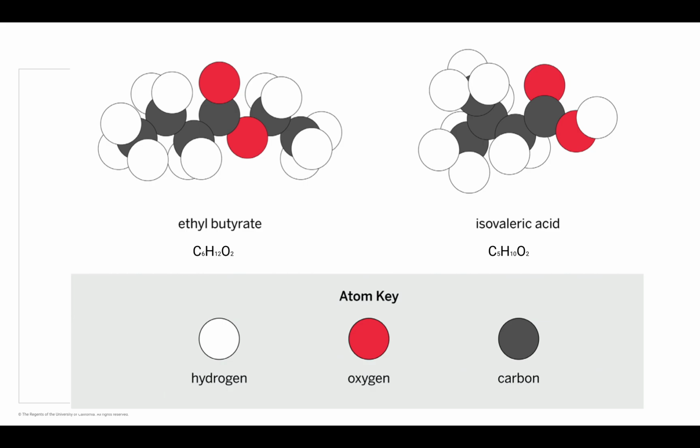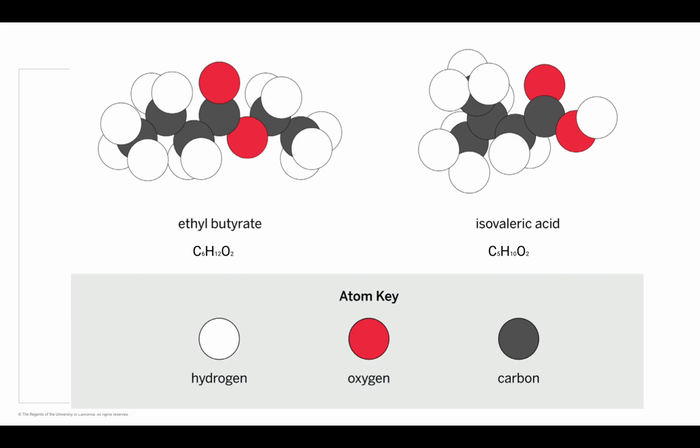But by having 1 less carbon and 2 less hydrogen, now you have isovaleric acid, which is what makes your gym socks smell so bad. It's crazy to think of just 2 hydrogen atoms and 1 carbon atom making such a difference, but it does.